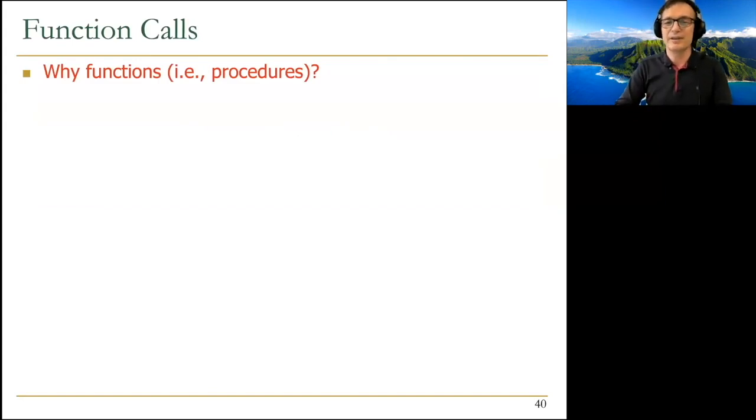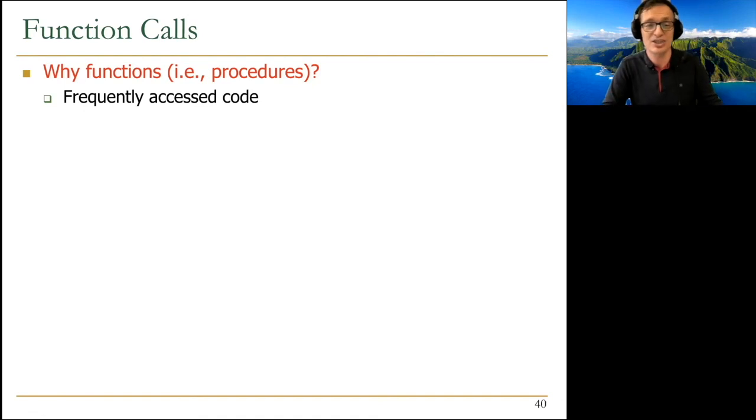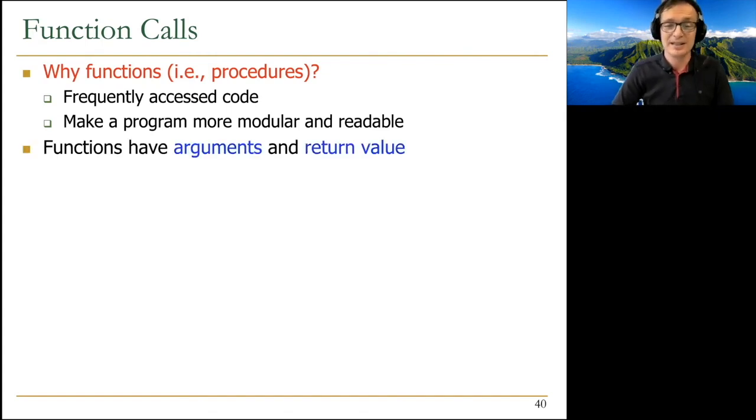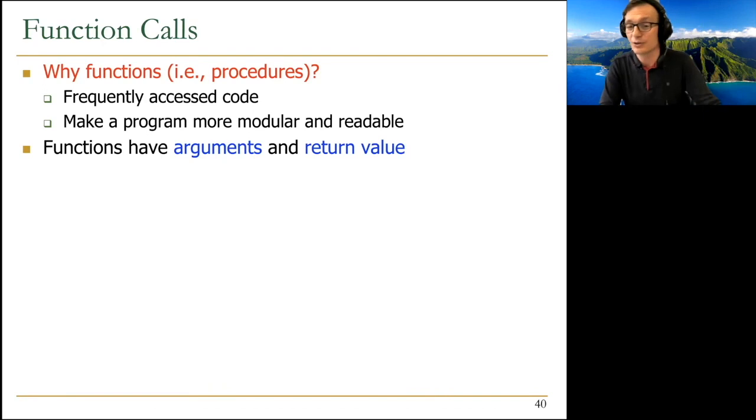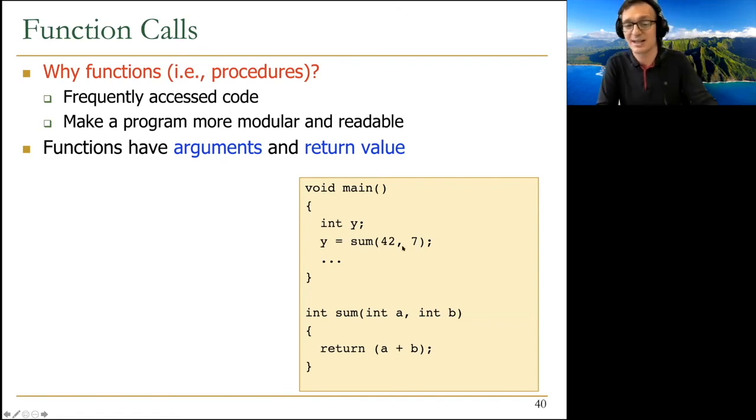But clearly, we want functions or procedures or modules in a programming language because this enables us to reuse code, and we have frequently accessed code. It makes a program more modular and readable. And functions have arguments and return value or values. So this is one example, right? You have a main function over here that gets executed, and then you have a sum function that gets called that essentially returns the sum of the two arguments that it's given.